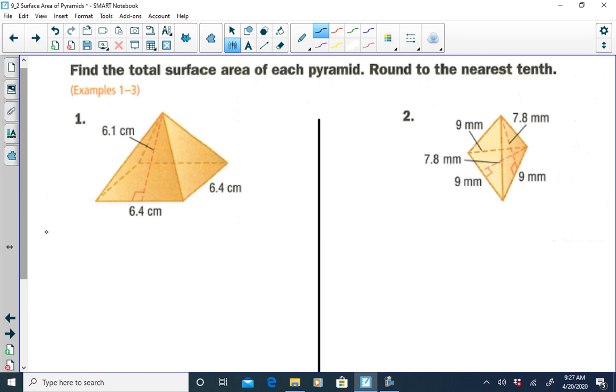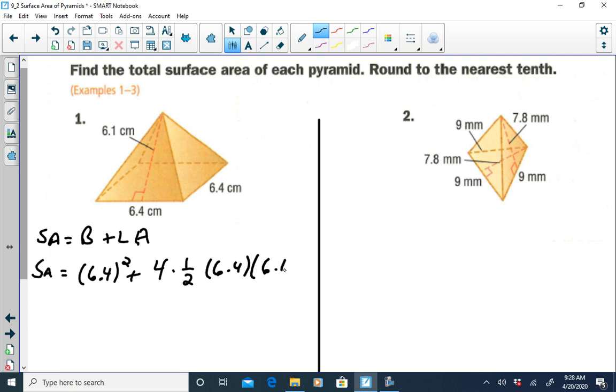Okay, notice that the base here is a square. So the surface area is going to be equal to capital B plus the lateral area. So the capital B is going to be the length of the side squared. Well, that's going to be 6.4 squared. Plus, now the lateral area, there are 4 triangular sides, right? Because there are 4 sides to that base. So it's going to be 4 times 1/2 base times height. Well, what's the base and the height? Base is going to be 6.4 and the height is 6.1.